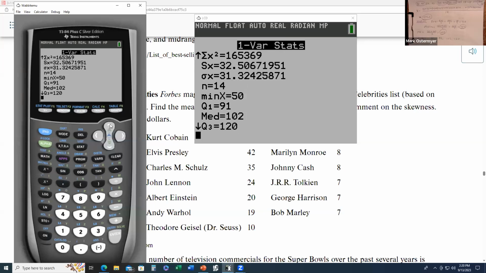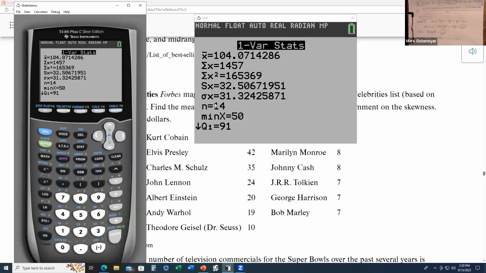So the 1-Var Stats function is pretty cool. I mean, it computes a lot of information very quickly, which would take us a ton of time to do manually. Okay. So now you know how to compute 1-variable statistics for a list of data. All right, ladies and gentlemen, that's it. We dealt with measures of central tendency.